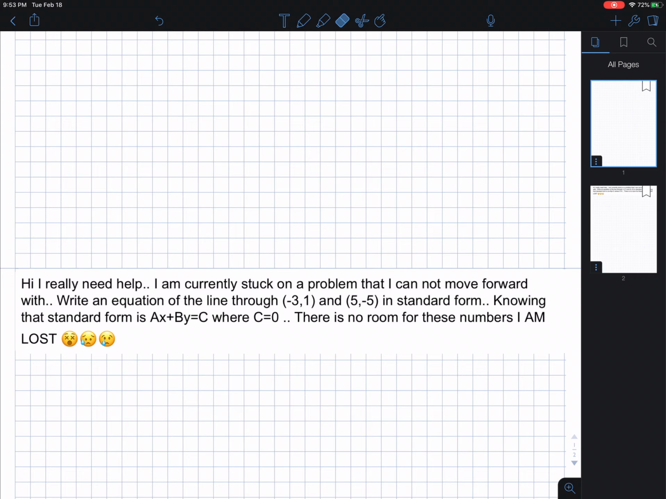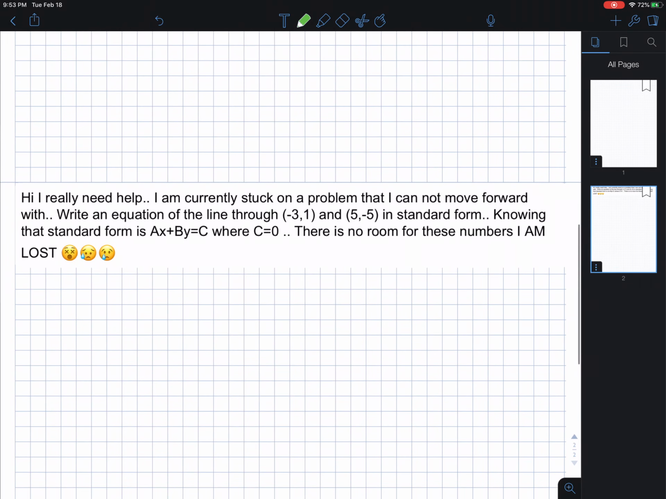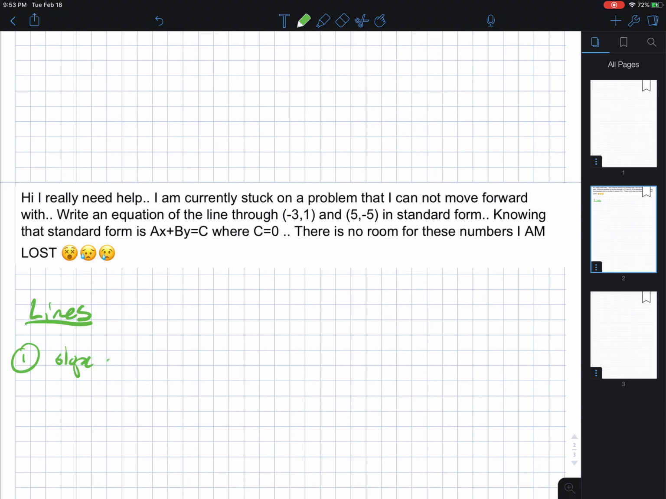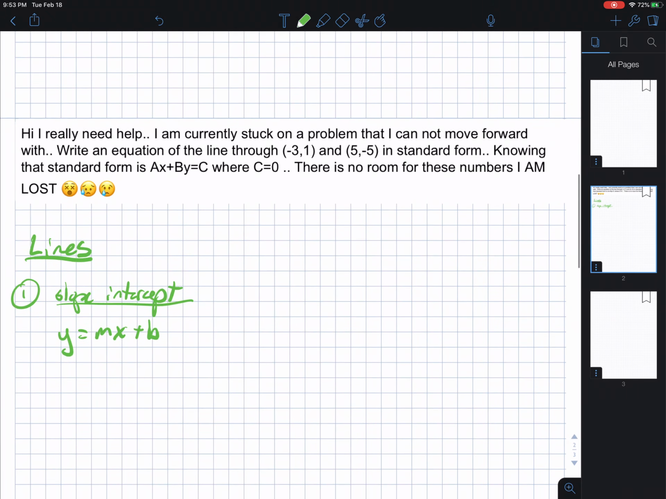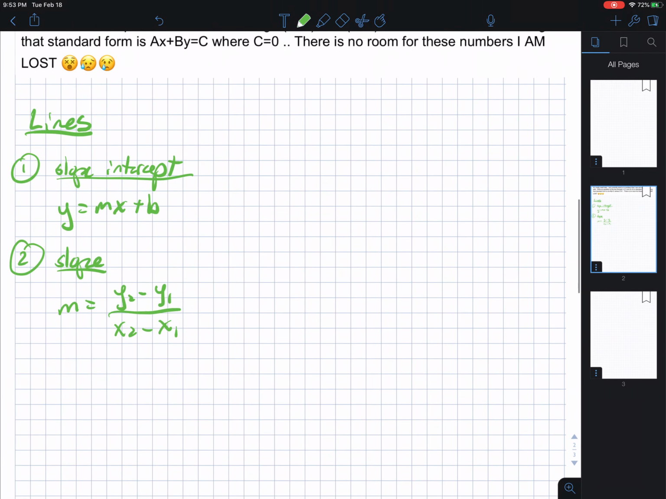I'll just try to be as short and brief as I can be. Typically when I'm working with lines, I have three equations ready to go. The first one is the slope-intercept formula, that's just the basic y equals mx plus b. The second is the slope formula, slope equals y2 minus y1 over x2 minus x1. Given 2 points, we use this formula to find the slope between 2 points.